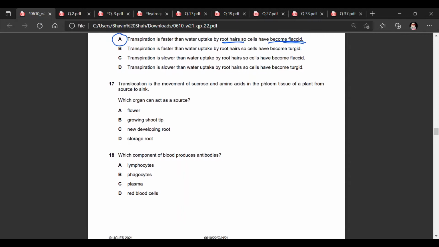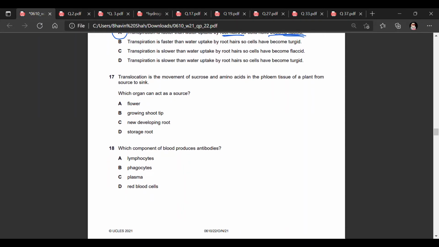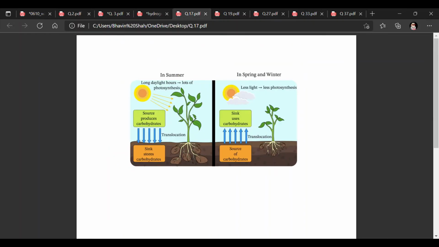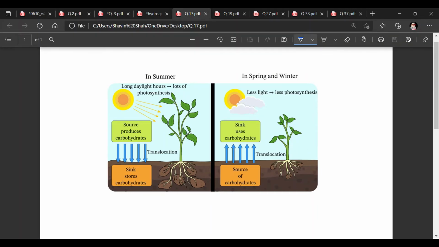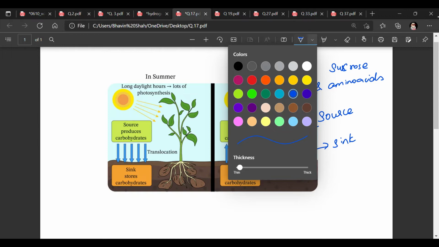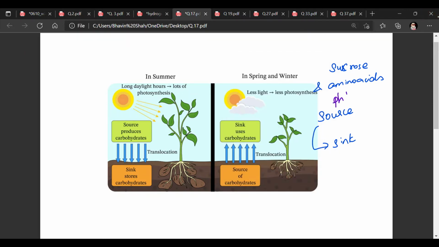Coming to the 17th question, we are looking at translocation. Looking at the diagram, translocation, as we understand, is the movement of sucrose and amino acids from the source to the sink. Who is taking these nutrients? They are taken by the phloem, the vascular bundle which is the phloem.